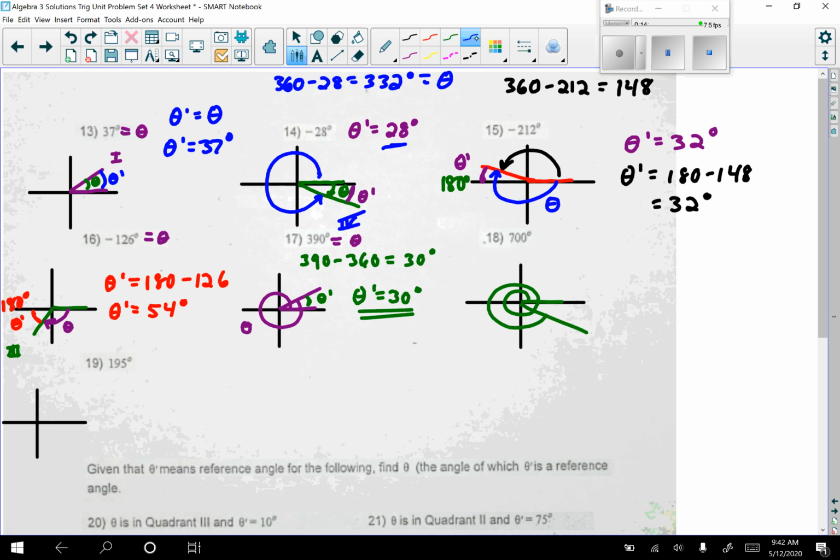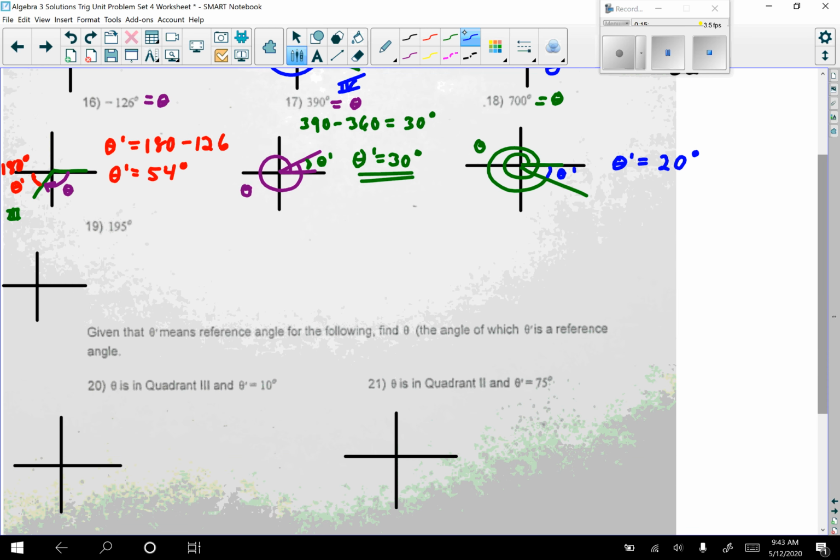So because I'm 20 degrees short of 2 full rotations, that 20 degrees is my reference angle. So what I have here in green, that's theta. What is here in blue is our reference angle theta prime. So sometimes the picture helps and we don't have to remember, do we subtract from 360? Do we subtract from 180? We could just look at the picture and help us determine how much further we needed to go. So that's 20 degrees.